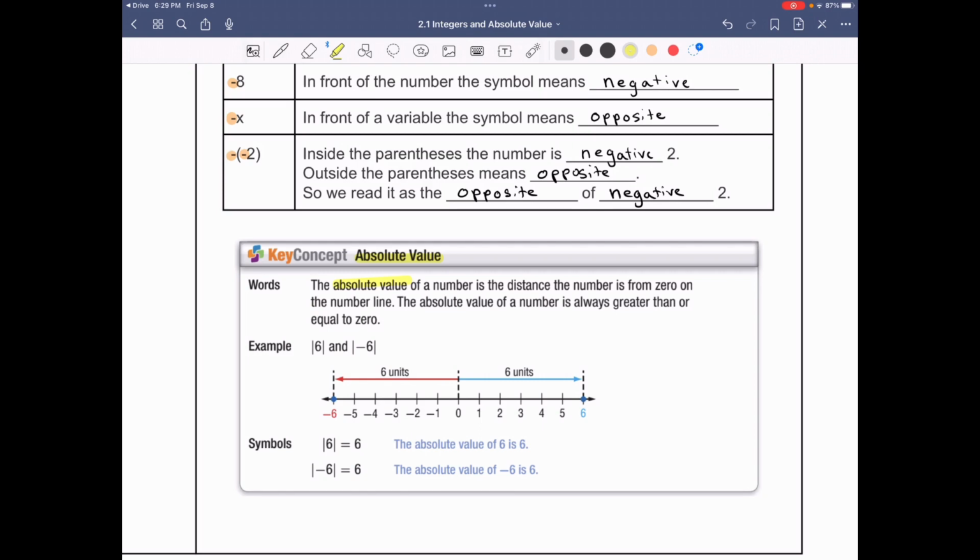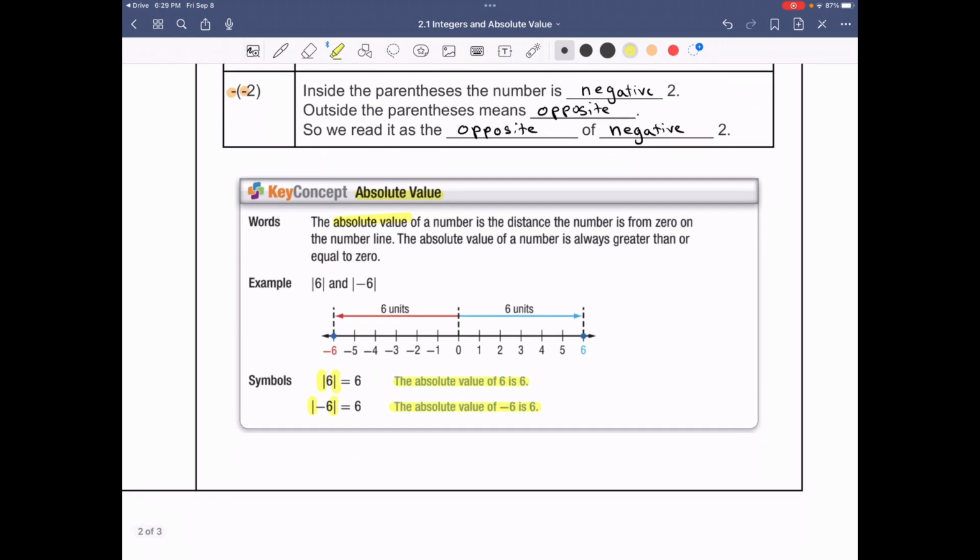Example says absolute value of 6, and what's the absolute value of negative 6? So both are equal to 6. Okay, so you can see that on the number line. And then in symbols, it looks like this. Little bars, that is read as absolute value. The absolute value of 6 is 6. The absolute value of negative 6 is also 6.